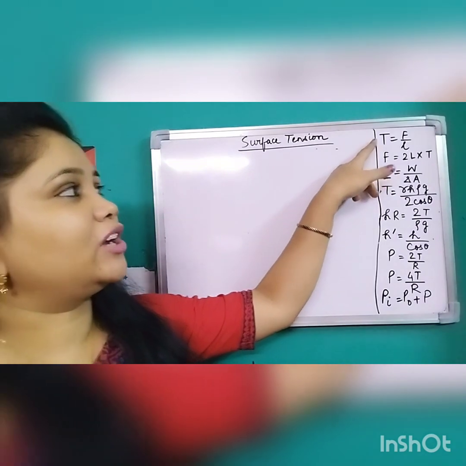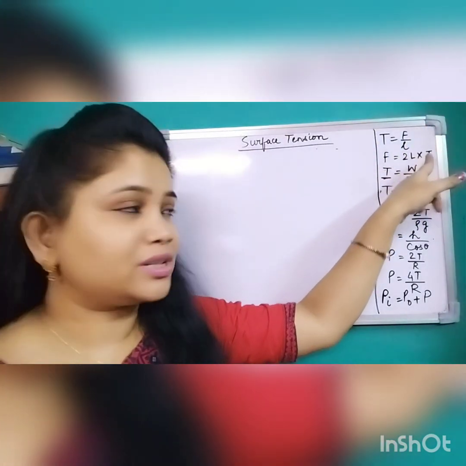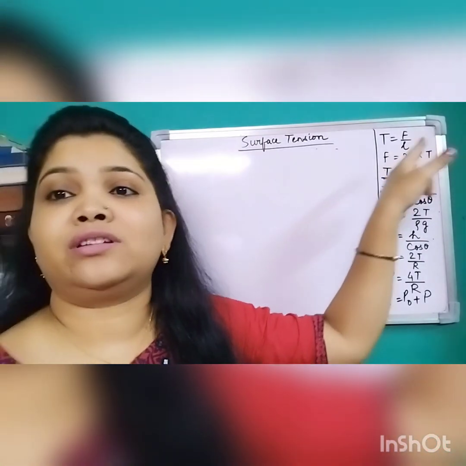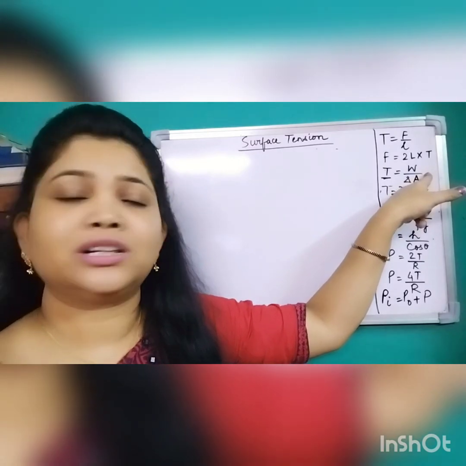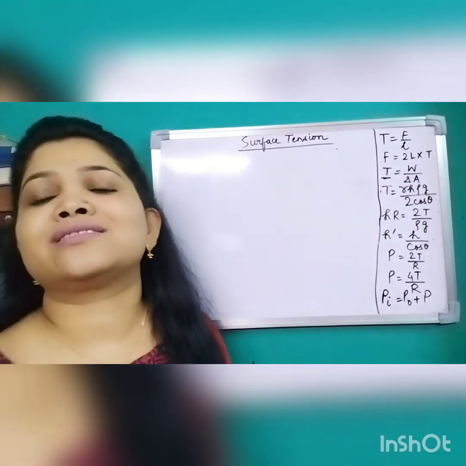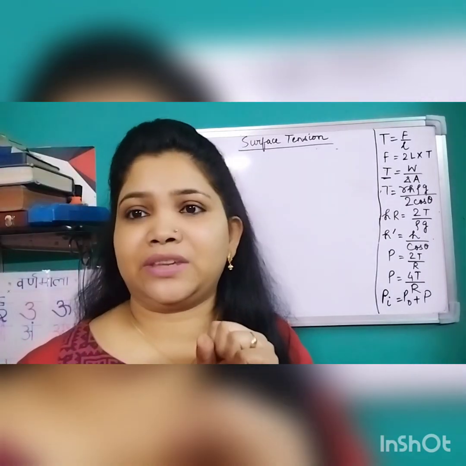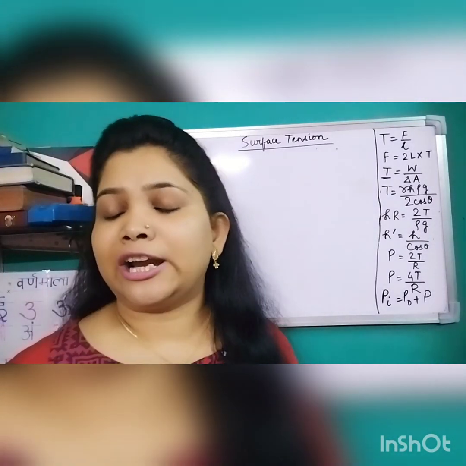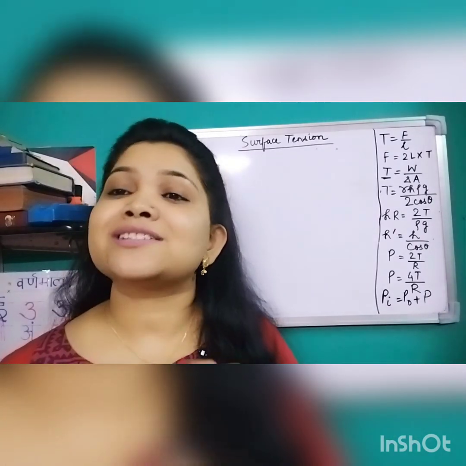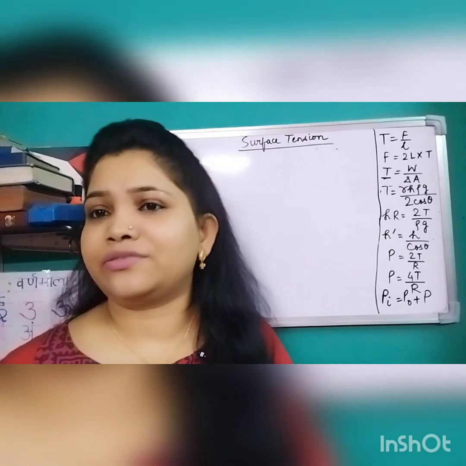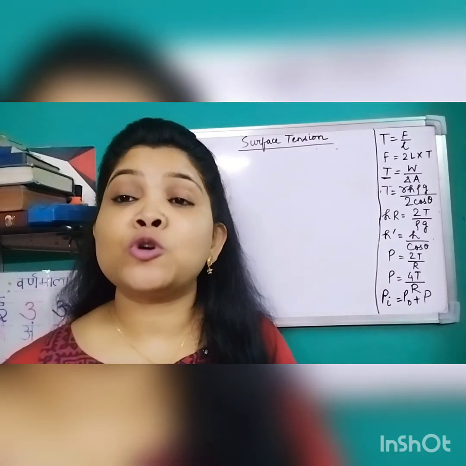The first formula: surface tension is force by length. F is equal to 2L into T. T, surface tension, is related with work done. So T is equal to W by delta A, where W is the work done and delta A is the increase in the surface area. Remember, when I am talking about area, a soap bubble or air bubble or whatever bubble is spherical in shape. So the surface area which we are going to take is 4 pi r square.